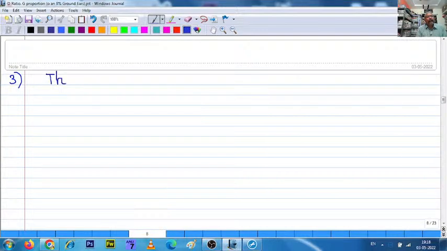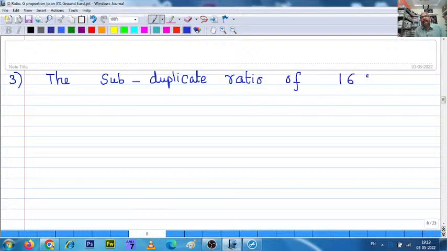The subduplicate ratio of 16 is to 49. 16 is to 49. So can you find out this one?